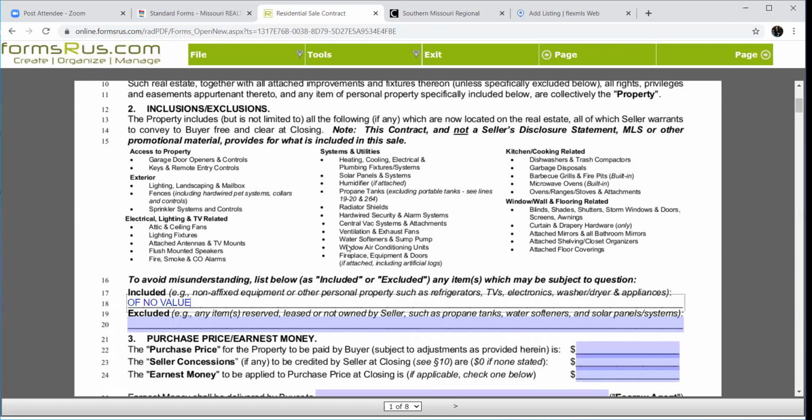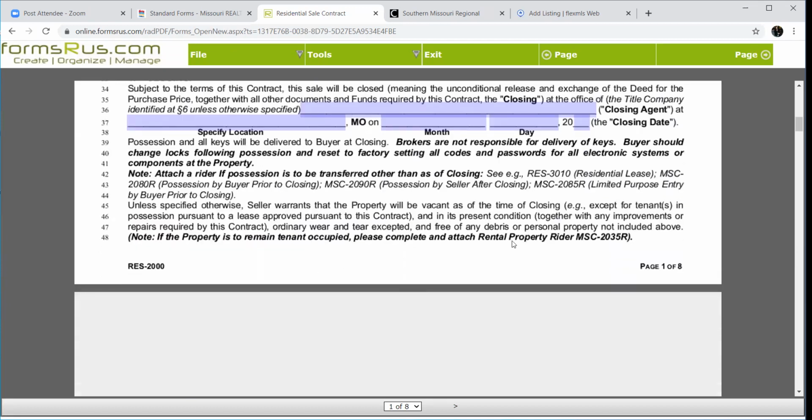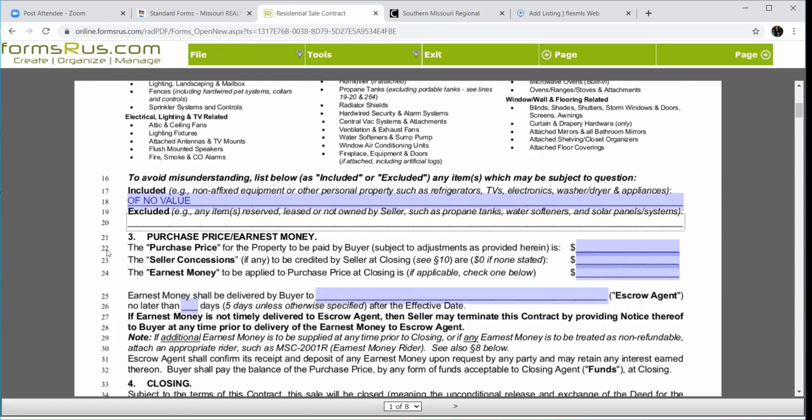Exclusions, same thing. If there is a playset in the backyard that you don't want, write it in there. Your buyer should expect that the house will be free of debris and personal property as of the time of closing. So you don't necessarily need to put the trash or whatever, but if the storage shed is full of stuff, you should probably make a note, storage shed to be cleaned out. Now, they should do that anyway, but I like to be really specific.